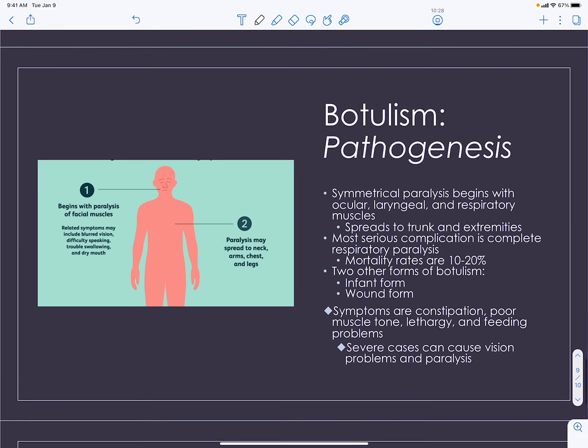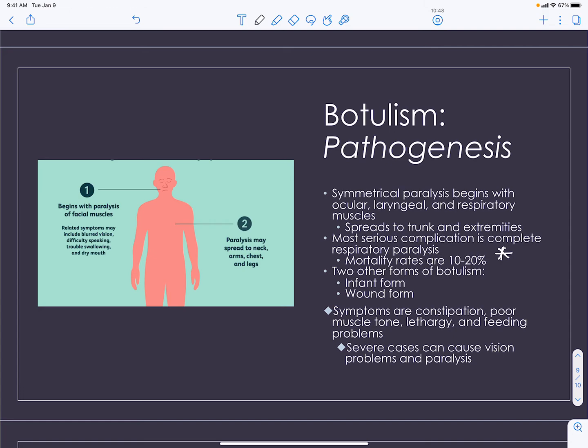And then you're going to start with your symmetrical paralysis. This is going to start in your eyes, your ocular, your laryngeal, and then into your respiratory muscles. From there, it'll continue to spread to the trunk. The most serious complication is respiratory paralysis.